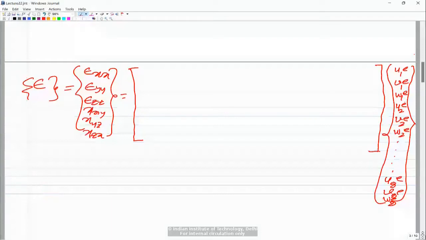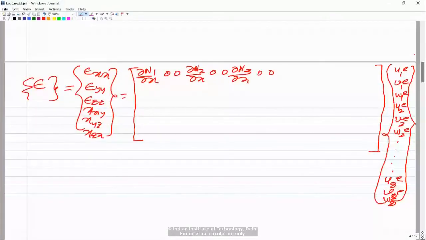So since it's a derivative with respect to x, we will have to write the derivatives of the same functions with respect to x, of course. Then we will have del n1 by del x, 0, 0, so that we get del n1 by del x into u1e plus del n2 by del x into u2e, and so on. That will give you basically epsilon xx, which is del u by del x. Then you have del n2 by del x, 0, 0, del n3 by del x, 0, 0, and like that you will continue, and at the end you will have del n8 by del x, 0, 0. So this is epsilon xx.